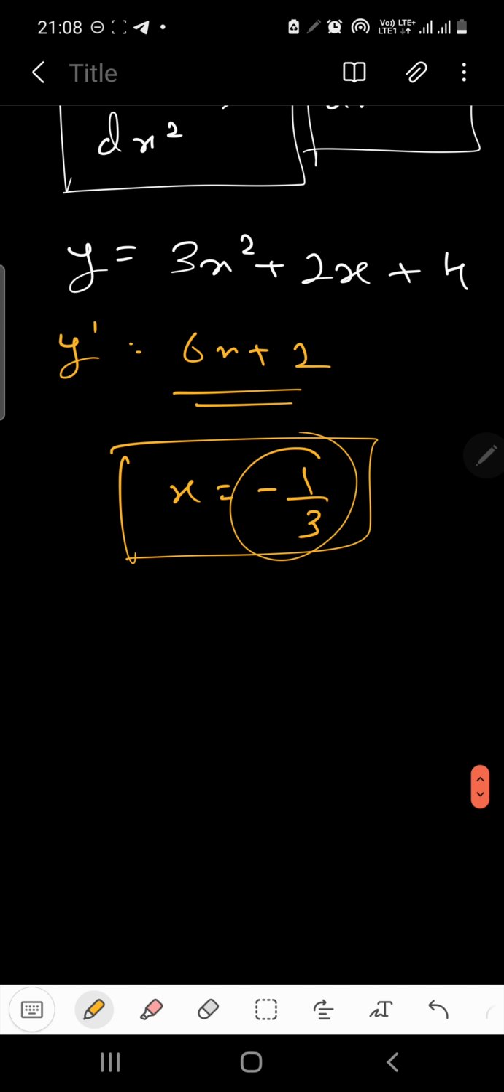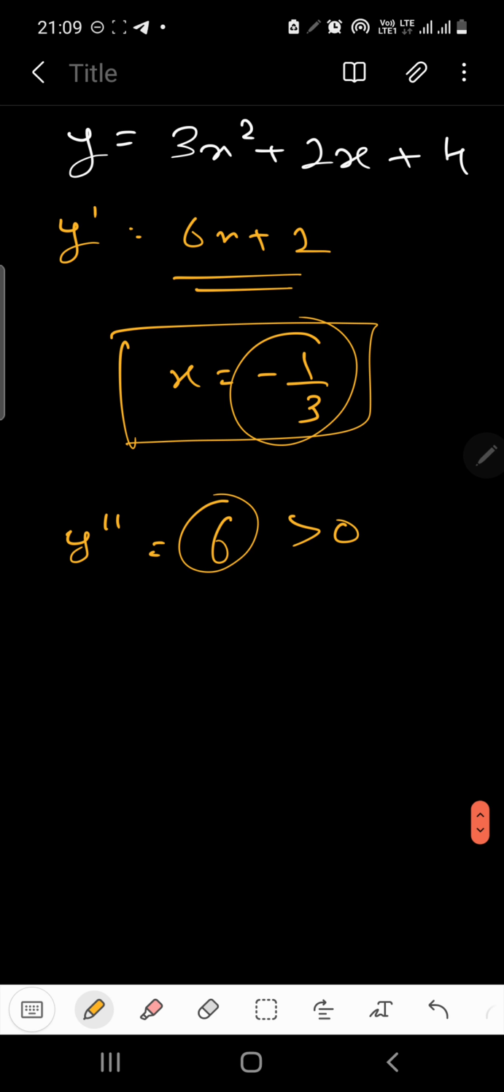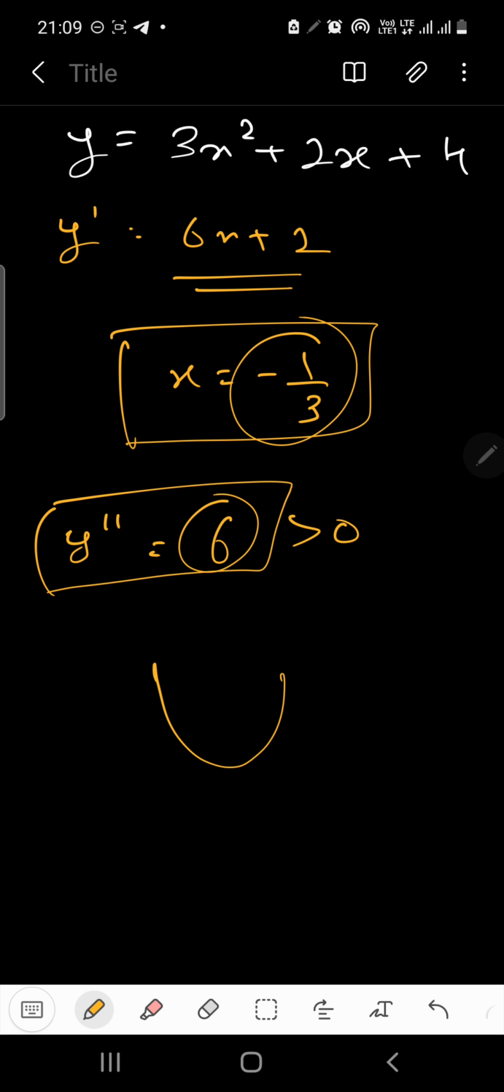Now at this point, y may give you a maximum or y may give you a minimum. Whether it is a maximum or minimum, we can find out by using the second derivative. If I find the second derivative of y, this gives you 6. And 6 is greater than 0. Since 6 is greater than 0, this is easily understandable. See one more thing: your second derivative is not at all dependent upon the value of x. That means whatever the value of x, you are always going to get a convex shaped graph. Got it?